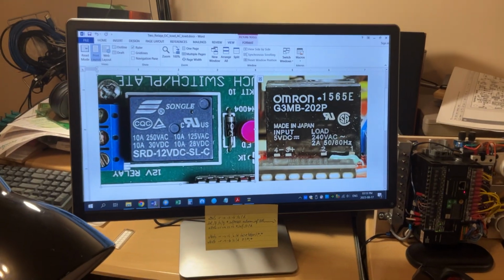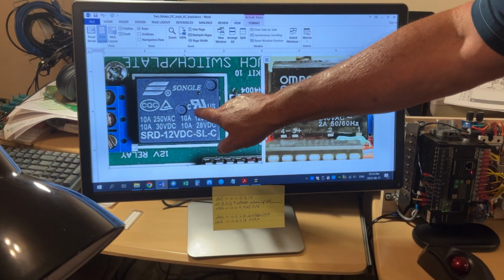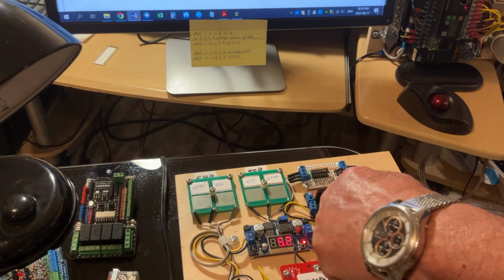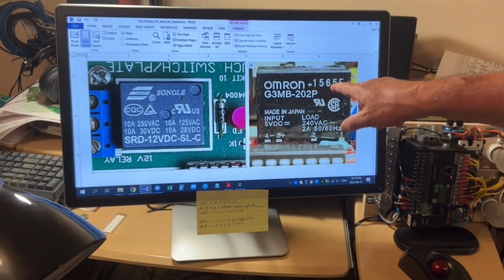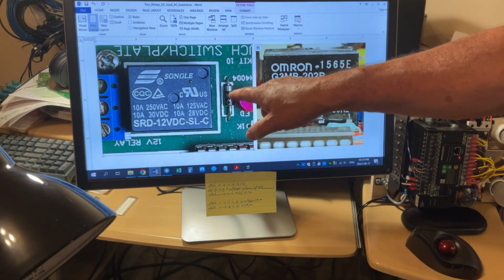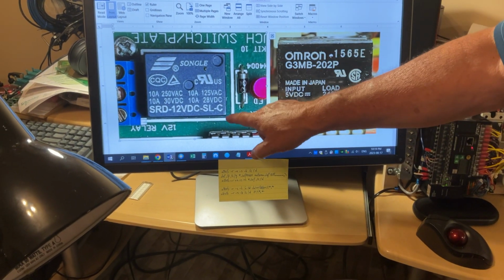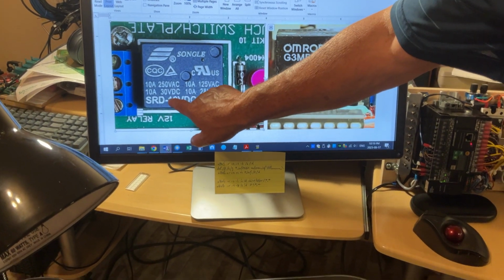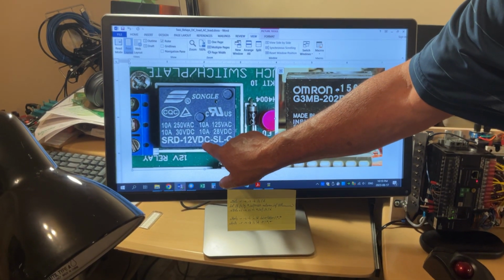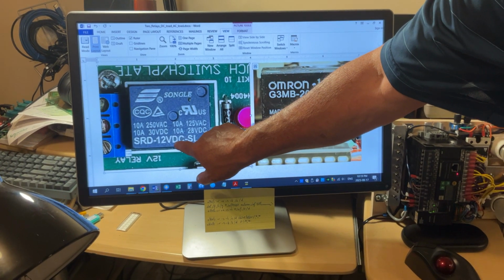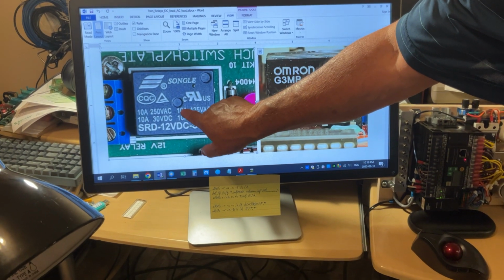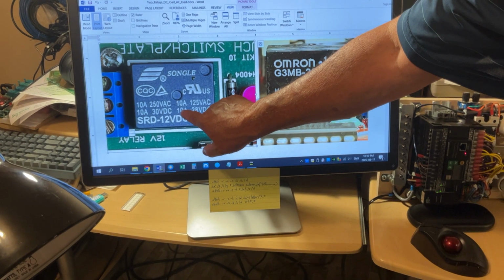The tiny blue one, the electromagnetic one, is here. And the black one of the two solid-state relays is over here. Now let's take a look at what they printed on the body. The blue one over here is a 12 volt DC coil relay. So the information here, 12 volt DC, is for the coil. And above it is the information about the amperage of the contacts.